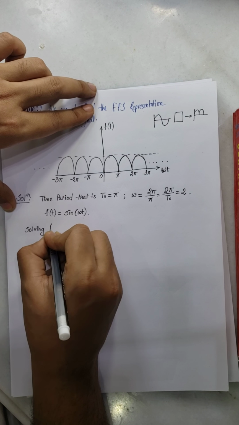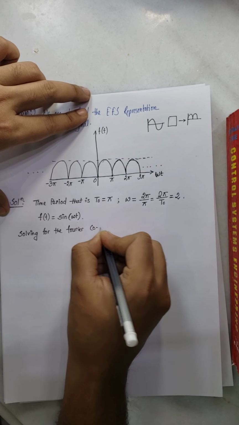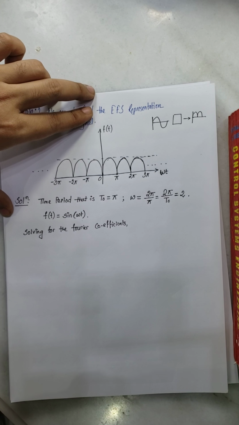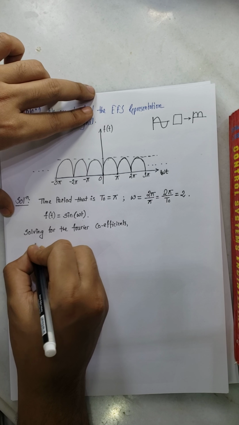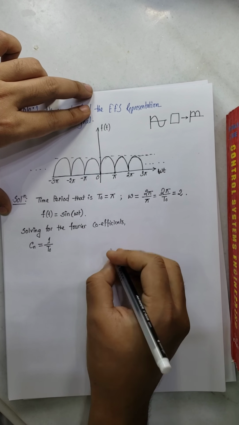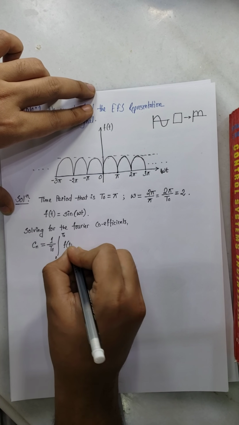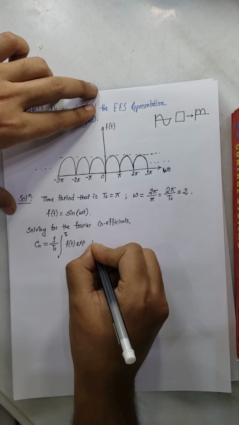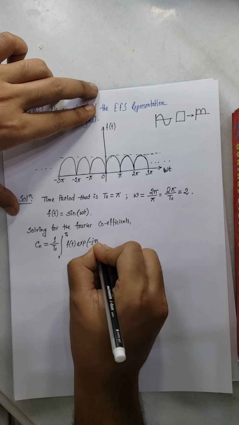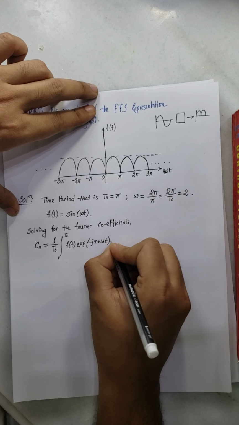Solving for the Fourier coefficients. As we have seen from the previous lecture, the formula is C of n equals 1 over T naught, which is the time period, and the signal goes from 0 to T naught, f of t e to the power minus j n omega naught t, rather omega t, dt.